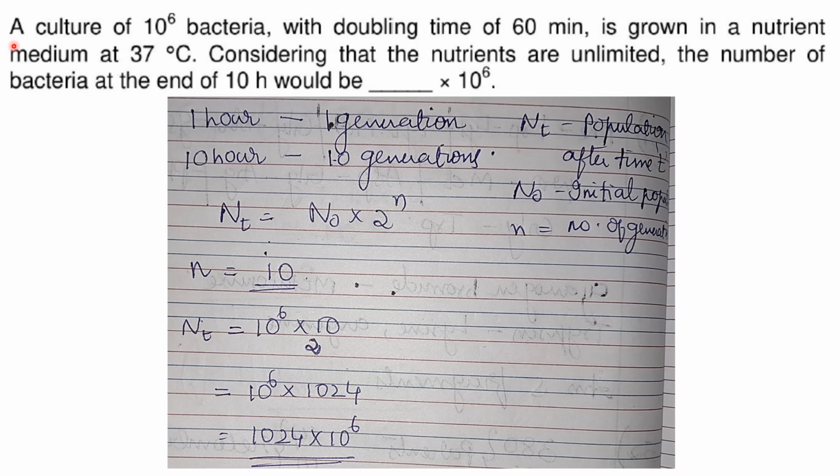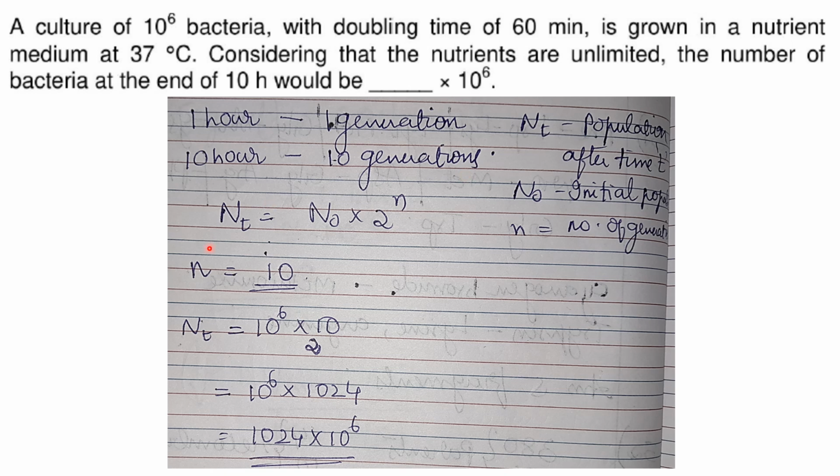Then next one. A culture of 10 raised to 6 bacteria with a doubling time of 60 minutes is grown in a nutrient medium at 37 degrees Celsius. Considering that the nutrients are unlimited, the number of bacteria at the end of 10 hours would be dash into 10 raised to 6. So 1 hour, 1 generation of bacteria are produced. So 10 hours you will get 10 generations.